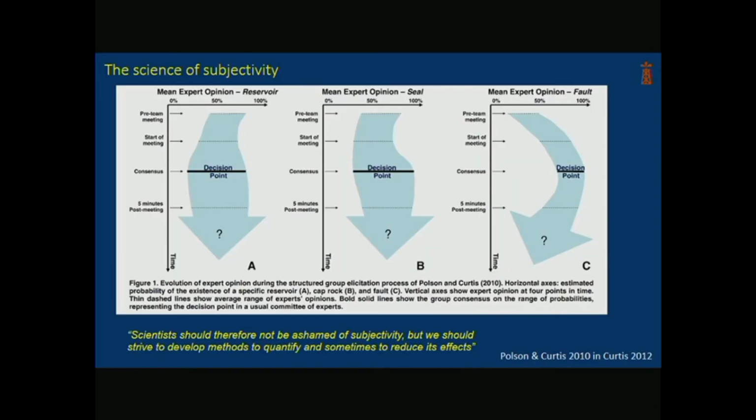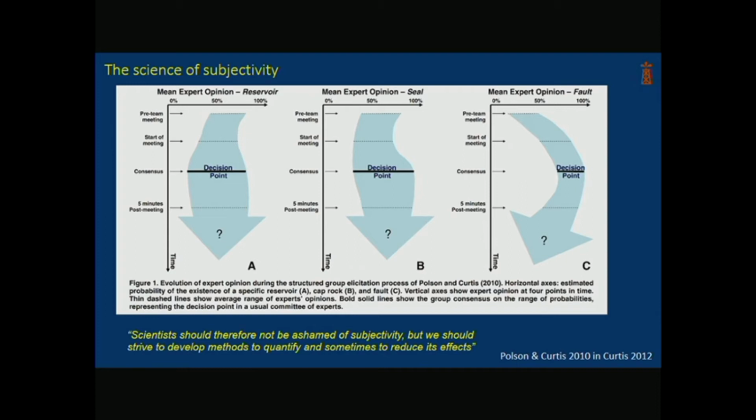And how can we improve this problem of subjectivity? There's a nice paper by Curtis and Paulson and Curtis where they did one of these experiments where they gave people seismic data and they asked them to assess the probability of there being a reservoir, a seal, and a fault. Before they went in, they had a particular variation of ideas about these probabilities. As they came together as a group, they came to a decision, and then after they left the room 5 minutes later, they started to change their mind again.